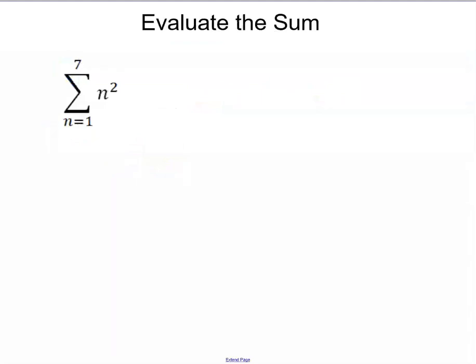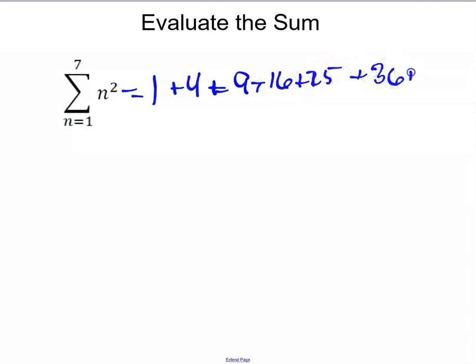All right, so let's look at another one. Feel free to pause it, try this one on your own. The sum of, from when n equals 1 to 7, of n squared. So this means 1 squared, which is 1, plus 2 squared, which is 4, plus 3 squared, plus 4 squared, plus 5 squared, plus 6 squared. Plus 7 squared, which is 49.